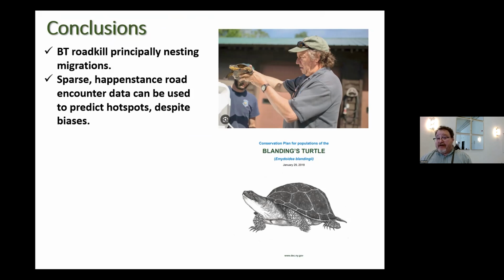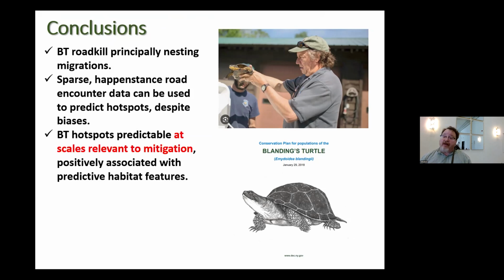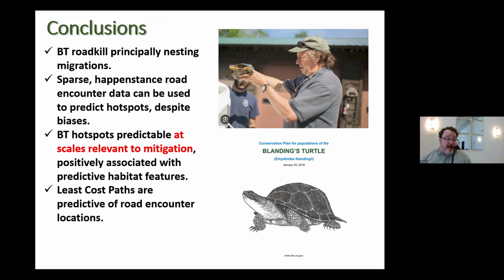And I think the big take-home message is that for a lot of the data sets that we have for other threatened and declining turtle species in the Northeast, or in general for smaller species of animals where there are lots of biases in the data collection, we can still do something that will help us predict where mitigation might, or at least survey effort could, focus. So they're predictable at scales relevant to mitigation, and positively predictive at road habitat features we can measure. And least cost paths are probably predictive of road encounter locations and can let us narrow our survey effort.